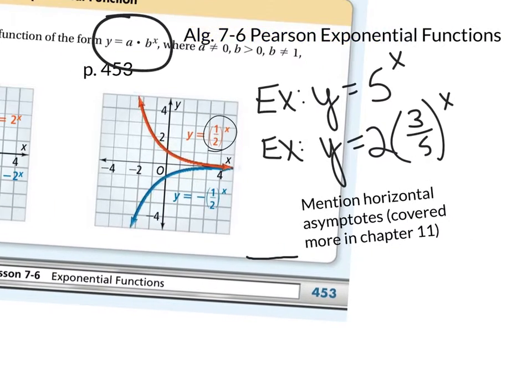And like I said here, we're going to talk more about those in Chapter 11. So don't worry about it too much, but as far as when you graph your equations, that's what you'll see.